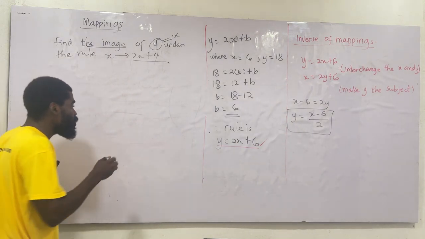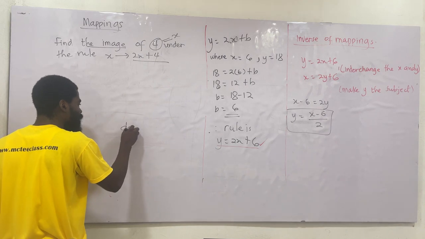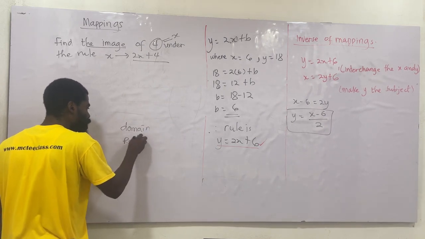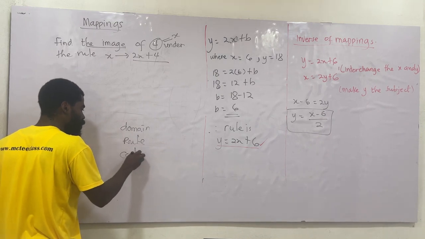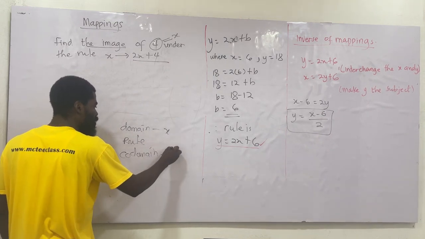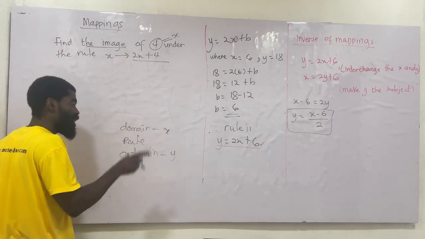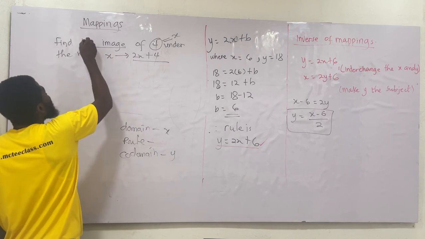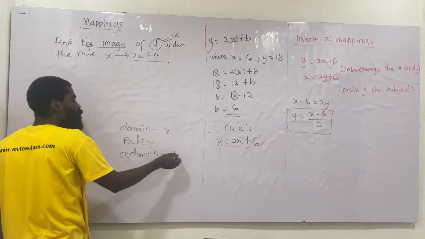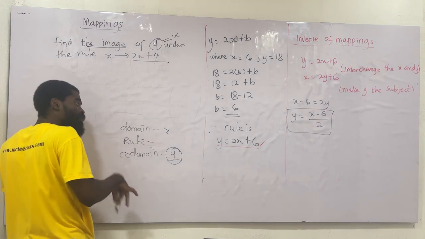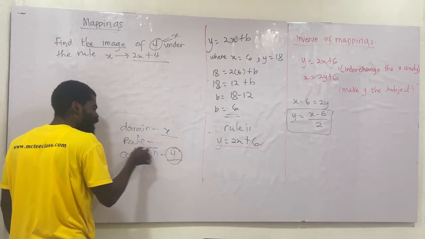I've told you that we have domain to deal with. We have domain, we have codomain, and we have the rule. The domain values are x values. The codomain values are y values. You also learned that the image and the range are all y values. So if you tell me to find the image, that means you want me to find a y value. Therefore, I expect you to give me an x value and a rule.